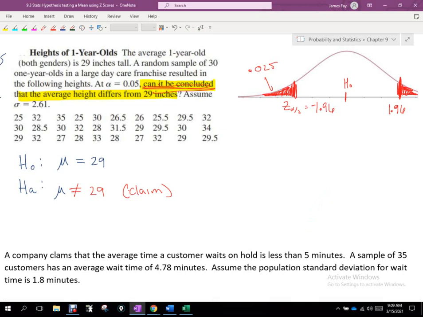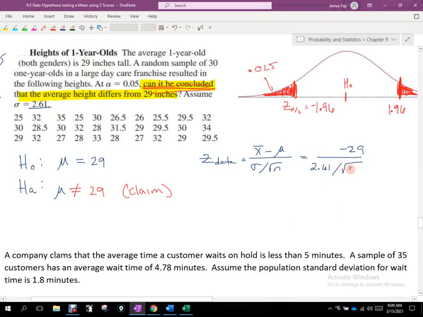Now we've got to run through the data. And what kind of stinks here is that the data is not processed. So if I want to get the z-score of the data, remember it's x bar minus mu over sigma divided by root n, right? Now, as I go through this, I'm going to fill in the things that I know. Mu is 29 in this case. Sigma, they tell us, is 2.61. And we have 30 one-year-olds. What don't I know? I don't know the mean. So that's what they're giving me with that information.